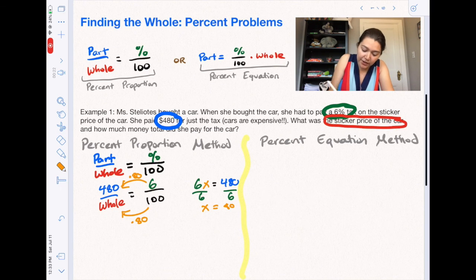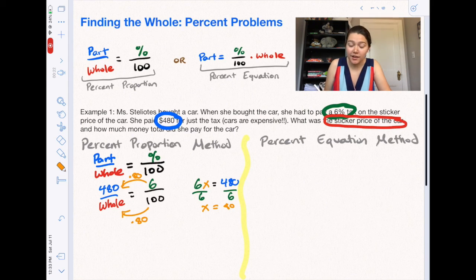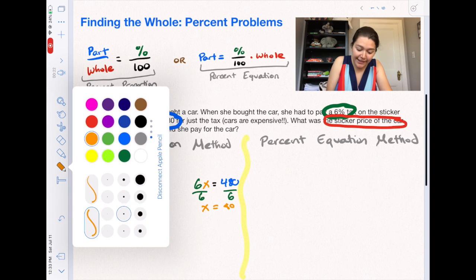So for my denominator, to come up with my equivalent ratio, I can multiply 100 times 80, and 100 times 80 is 8,000.